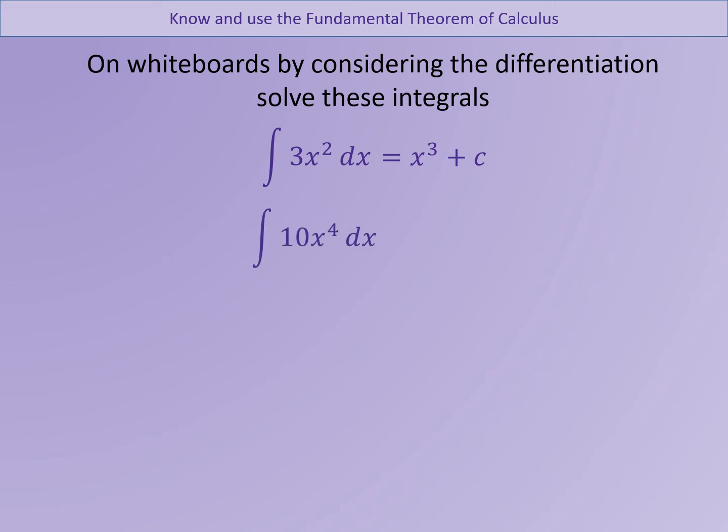So what expression would differentiate to give 10x to the power of 4? Okay, and if you've done that right, then you should find you get an answer of 2x to the power of 5, and then don't forget the constant of integration again. And to check that, remember, if I differentiate the 2x to the power of 5, I do indeed get back to 10x to the power of 4. Are there any patterns that you're starting to see when you perform these integrals?